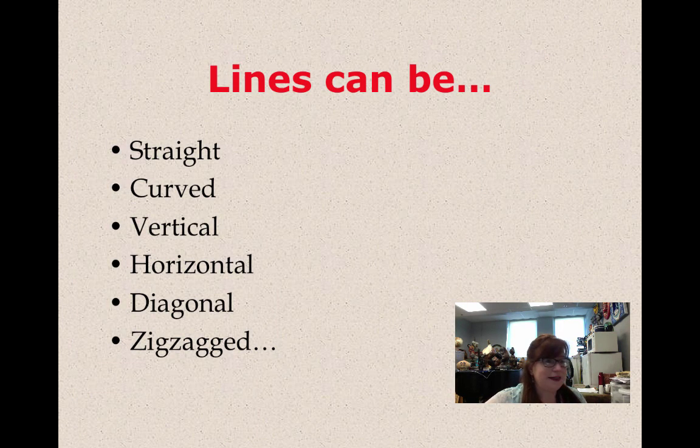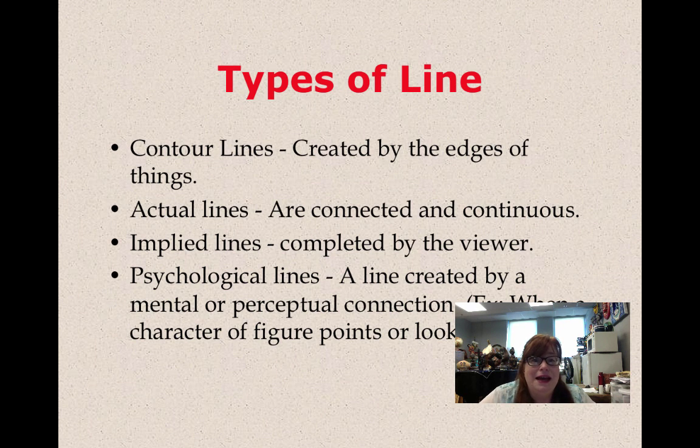So lines, as I said, can have all kinds of qualities. They can be straight, they can be curved, they can be vertical, horizontal, diagonal, and zigzagged. And there's also different types of lines that we're going to look at. Contour lines are lines that are created by the edges of things, and we'll see that in one of the slides. Actual lines are like the lines we saw in the Jackson Pollock piece and the Saul Levitt piece. They are connected and continuous. Implied lines are lines that may not be connected. They're lines that your eye kind of takes over and completes. And we'll look at an example of those.